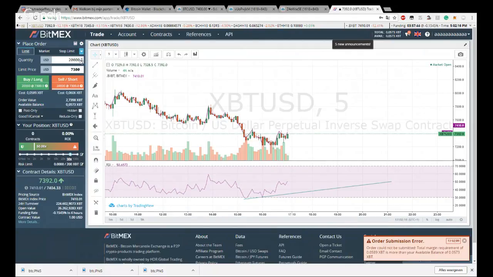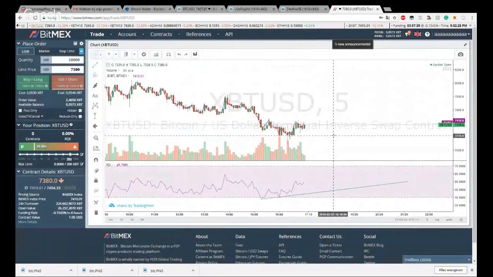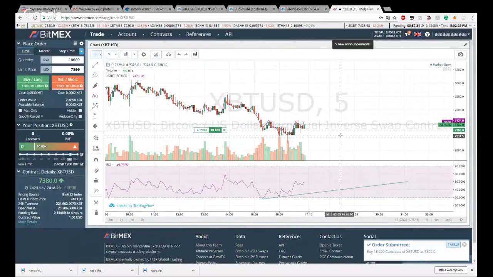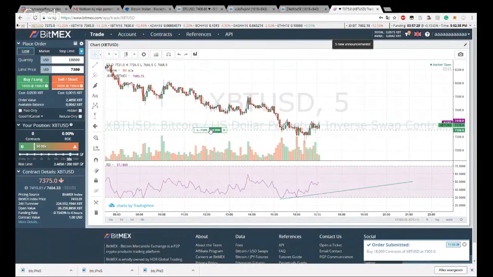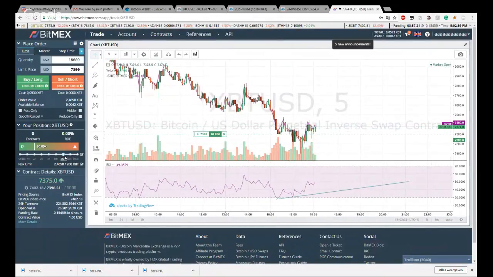Hold on. 18,000. I'm just going to show you what happens if you trade on a large margin. So this is just for demonstration purposes. See, my order has now been set. I like to put it a little bit below the price that it's currently trading on. Just going to use 25x, otherwise it's going to go too fast. There we go. Could not be changed, never mind.